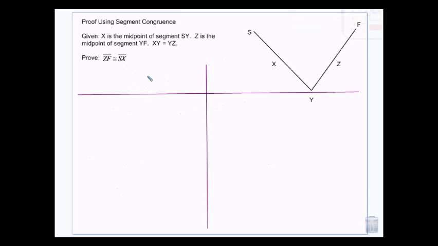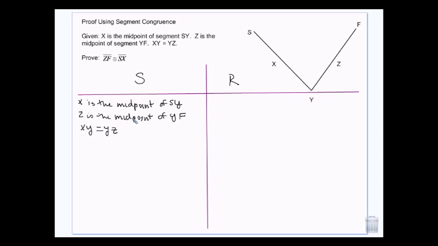Statements and reasons. And that X is the midpoint of SY, and Z is the midpoint of YF, and XY is equal to YZ, all three is given. And from our pictures, XY is equal to YZ, and then X and Z are midpoints.